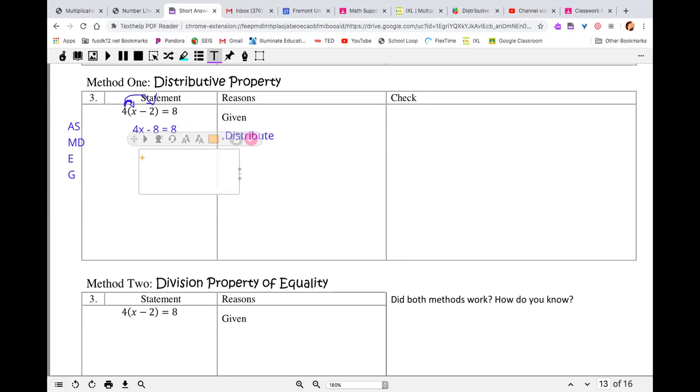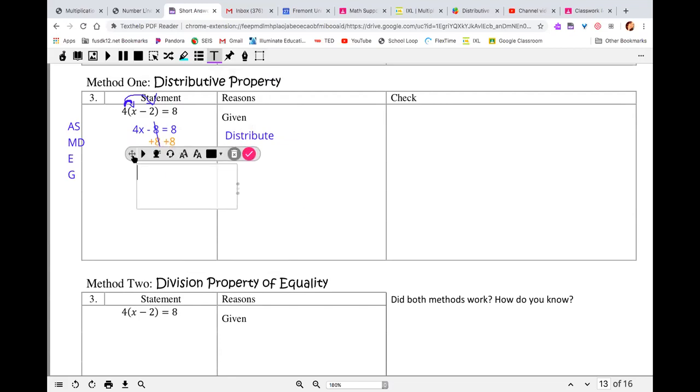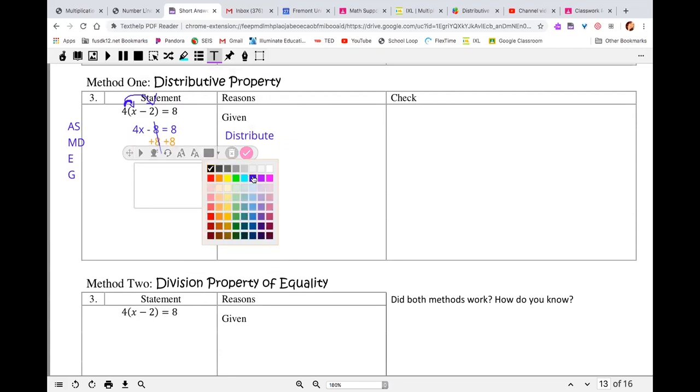Now I'm going to add 8 to both sides of the equation because the property of equality means what I do to one side, I do to the other. Let's do that real quick. So now these ones cancel out. I rewrite my equation, and 8 plus 8 is 16. Okay. I'm writing 4x equals 16.